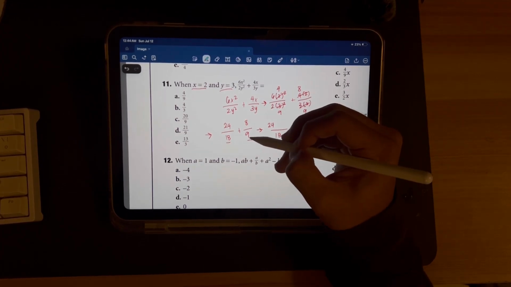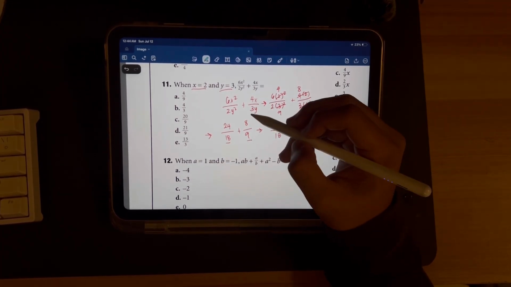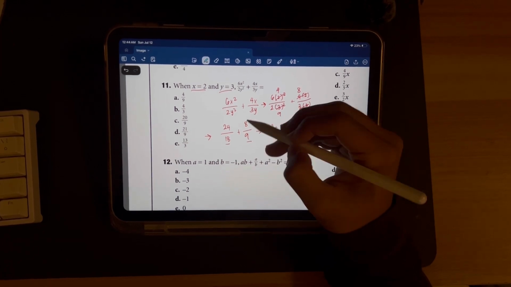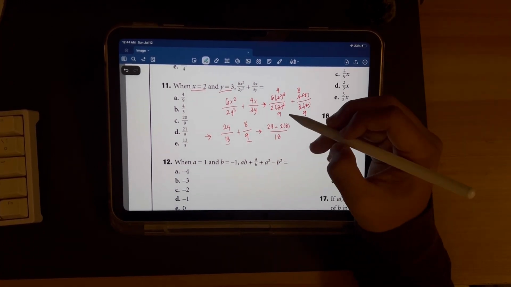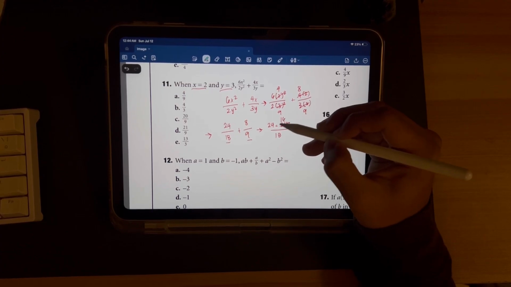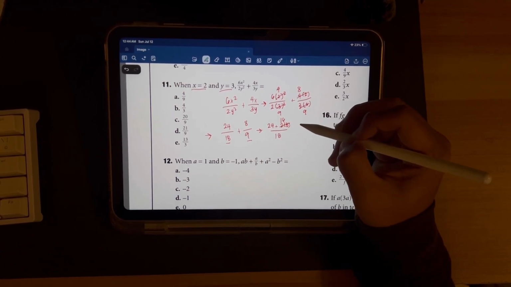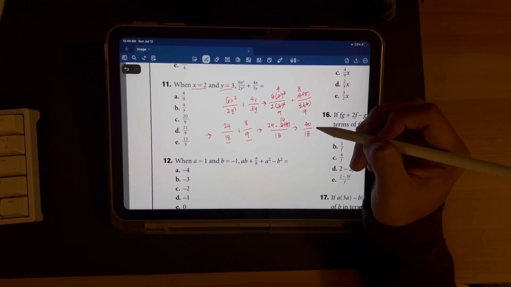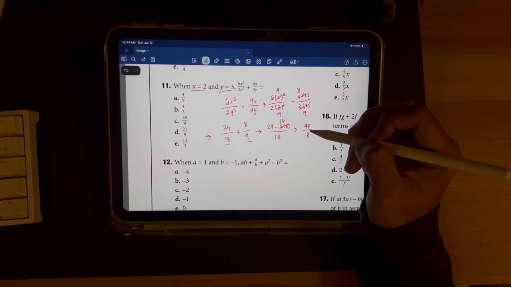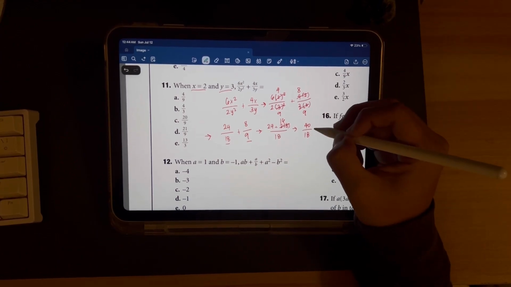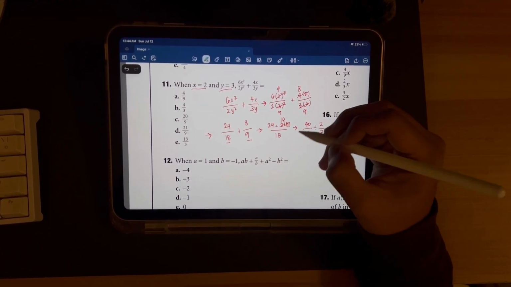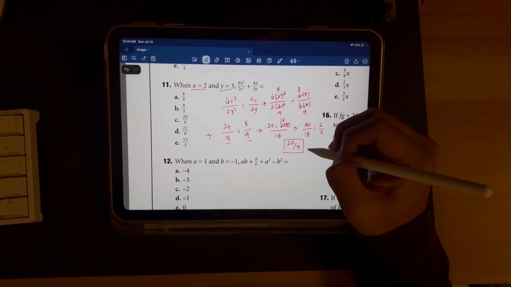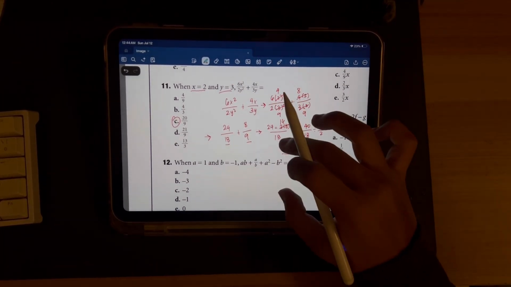Now, how many 9s are there in 18? There are 2. That would mean we have to multiply 2 with 8 for the numerator of this expression. Simplifying, we have 16. 24 plus 16, that would be 40, 40 over 18. And we can actually again simplify this by dividing by 2, and we end up with 20 over 9. And among the choices, 20 over 9 is letter C.